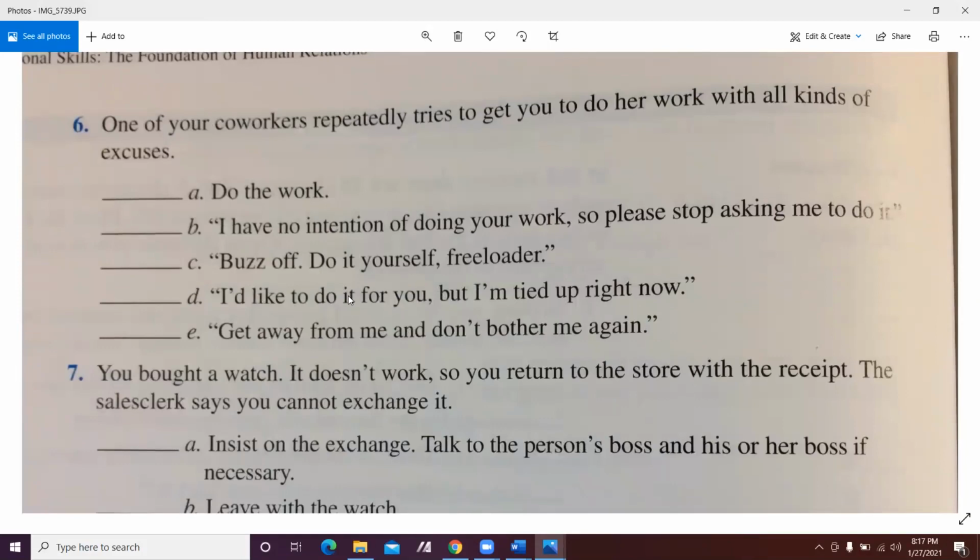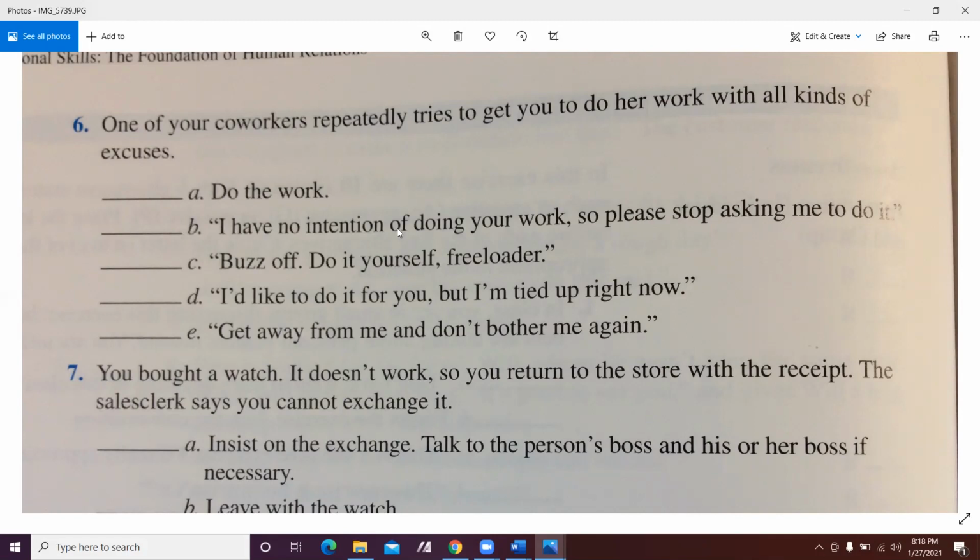Situation 6. One of your co-workers repeatedly tries to get you to do her work with all kinds of excuses. Action A: do the work. That is passive. That means you let the other person exploit you. Then B: I have no intention of doing your work, so please stop asking me to do it.